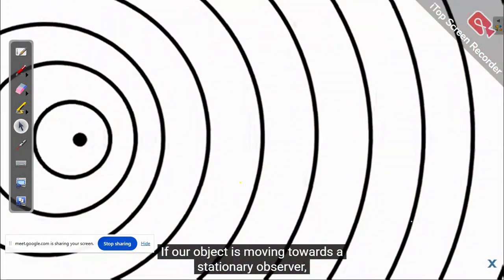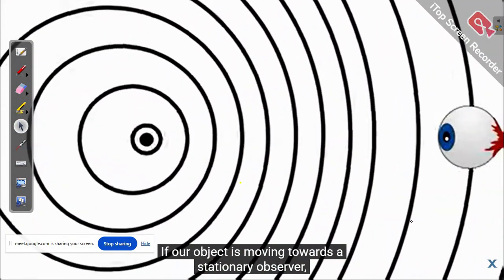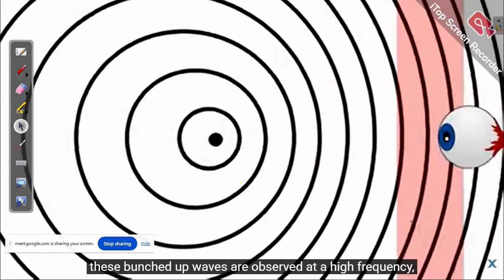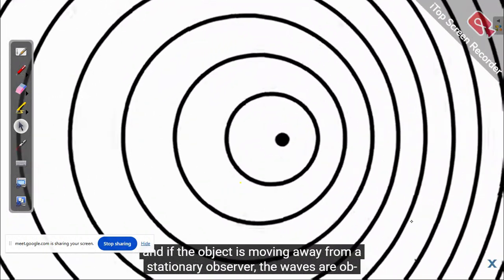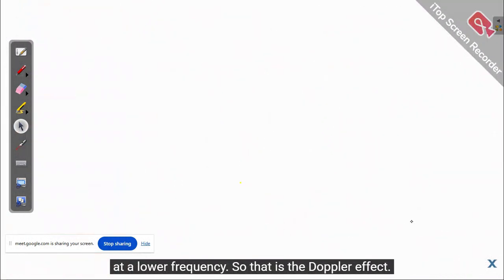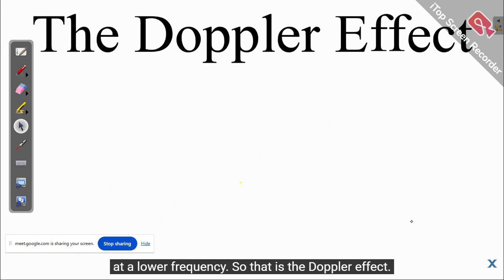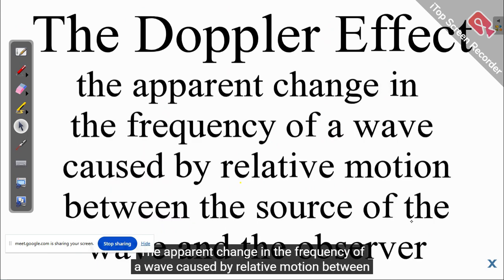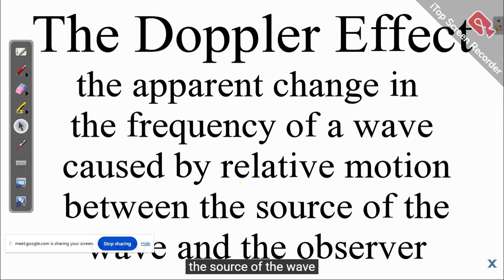If our object is moving towards a stationary observer, these bunched up waves are observed at a high frequency, and if the object is moving away from a stationary observer, the waves are observed at a lower frequency. So that is the Doppler effect, the apparent change in the frequency of a wave caused by relative motion between the source of the wave and the observer.